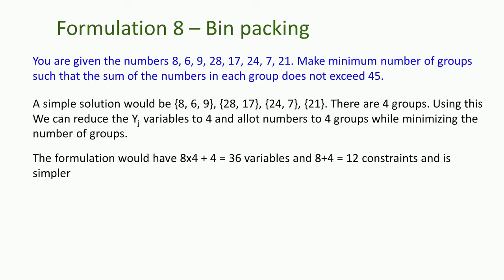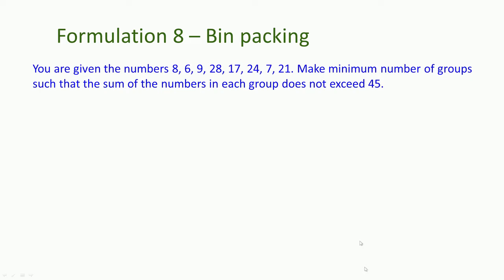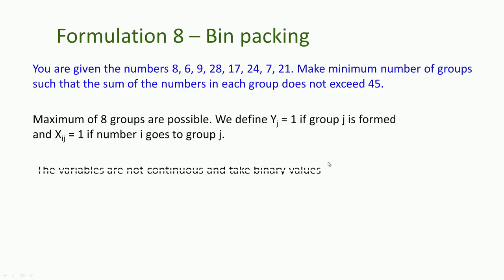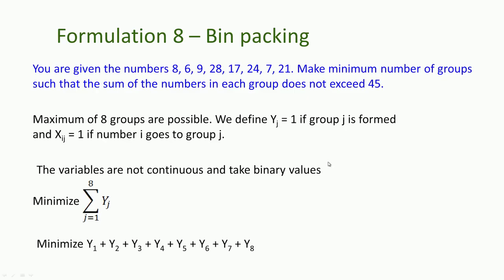We also mentioned that a formulation for this problem would have 36 variables and 12 constraints and is simpler than the previous formulation. In an earlier formulation, we could start the bin packing problem by saying that we can think of a maximum of 8 groups because there are 8 elements, and we would like to minimize the number of groups into which these 8 elements can be packed. So, if we use 8 possible groups and 8 possible bins, the objective will be to minimize y1 up to y8.